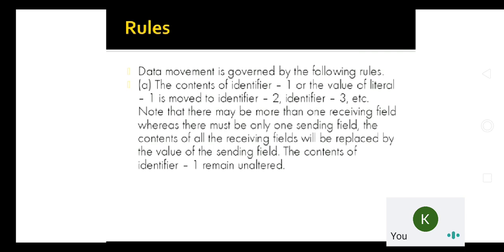So that's the thing here. Whereas the value of identifier 1, or the value of the sending field, will remain unaltered. There won't be any changes in the sending field value, but the receiving field value alone will be changing over here. So this is a very important rule. The first rule is that you may have more than one receiving field. And the second rule is the sending field value won't change, whereas the receiving field value will change.